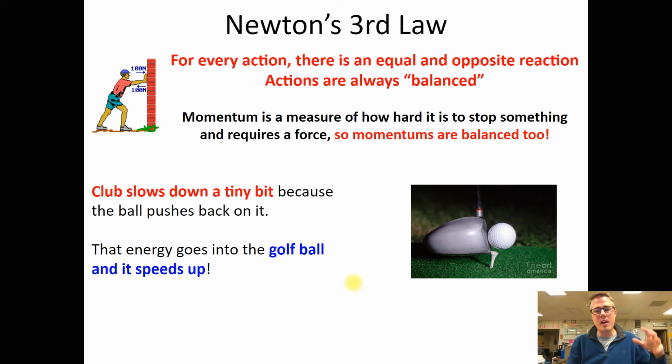But here's the thing. The energy that the golf club lost, the momentum that it lost by slowing down just a little bit, it went into the golf ball. None of that momentum was lost. All the momentum we started with happened to just be in the golf club. All the momentum that we ended with, some in the golf club, some in the golf ball, that amount is the same as what we started with. And that's what Newton's third law is all about. You can't destroy the momentum. It has to go somewhere.